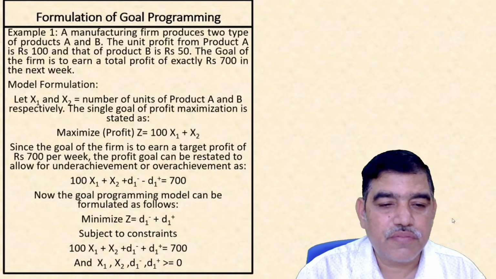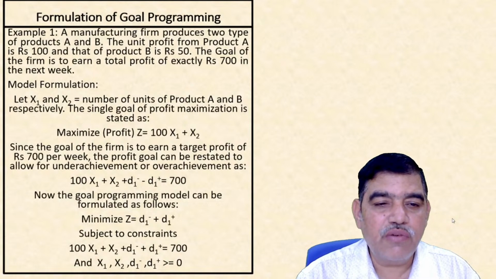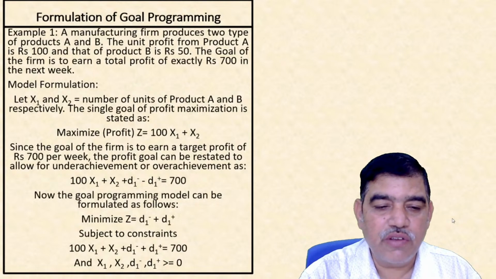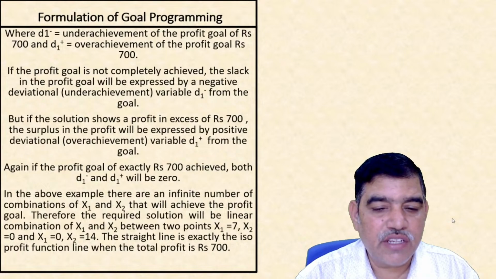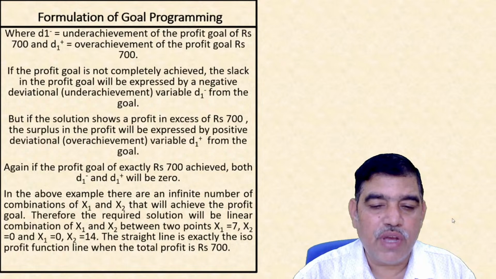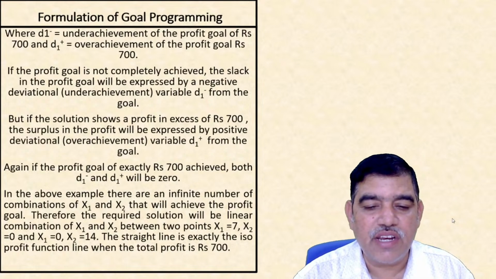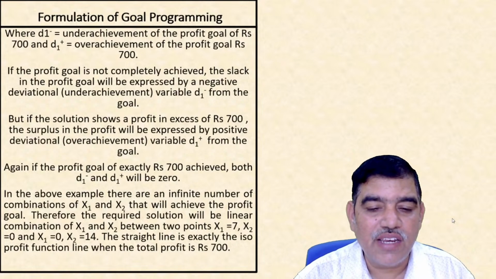if you put x1 equal to 0, then you get the x2 value. If you put x2 equal to 0, then you get the x1 value. So x1 equals 7 when x2 equals 0, and x2 equals 14 when x1 equals 0. Suppose we draw a straight line using graph paper in the first quadrant, and I am naming it AB. The straight line is exactly the isoprofit function line when the total profit is rupees 700, because all the points on the line must satisfy the goal.